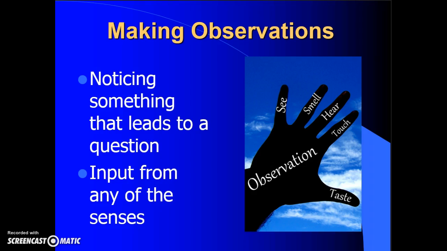Making observations involves noticing something that leads to a question. I wonder why the sky is blue. Why is it foggy down in that valley but not up on the tops of the mountains? And although we tend to think of observation as a visual process, in the scientific sense you can make observations with any of the 5 senses.